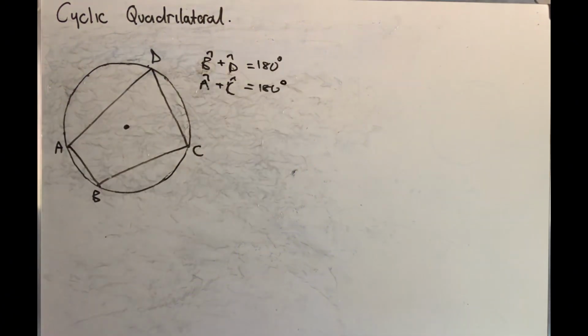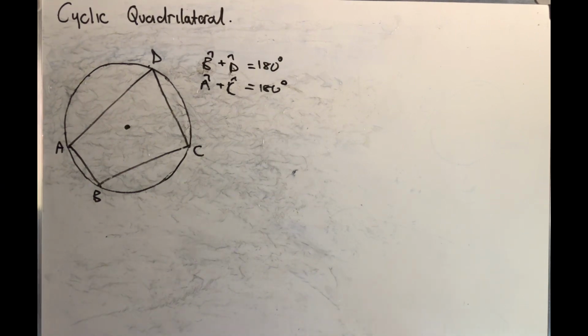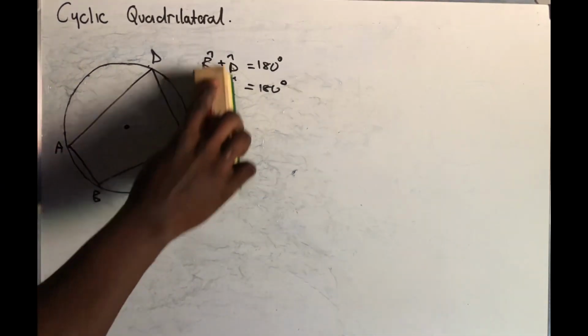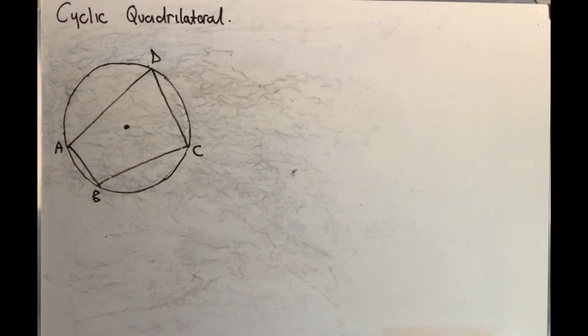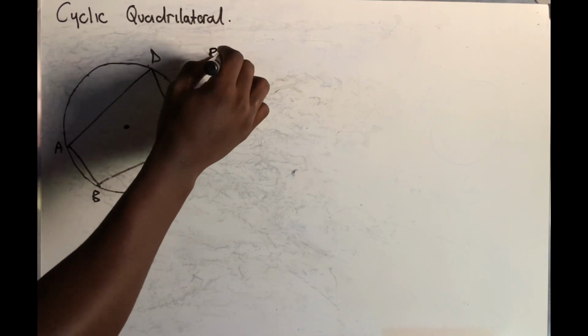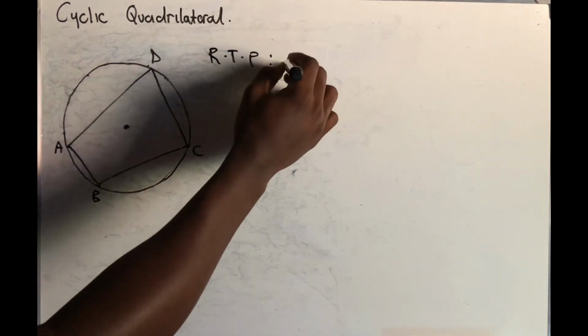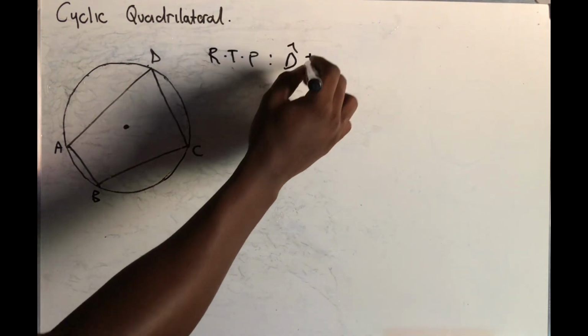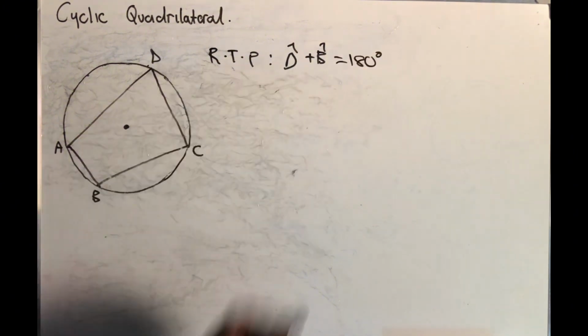This is a degree sign. If you add this one and this one, they should give you 180. Also this one and this one, they should give you 180. Let's try and prove this. We are required to prove that angle D plus angle B is equal to 180 degrees.